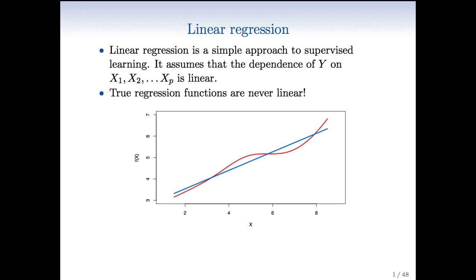So in this little cartoon example, the true regression function is red, and it's not linear, but it's pretty close to linear. And the approximation in blue there, the blue line, looks like a pretty good approximation, especially if the noise around the true red curve, as we'll see, is substantial. The regression curve in blue can be quite a good approximation.